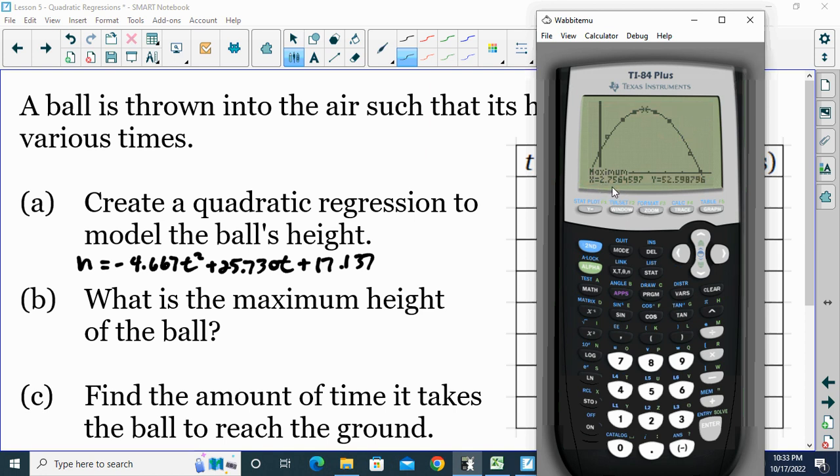This is my x value, or my time, 2.756, and my height is 52.6. 52.6 meters.